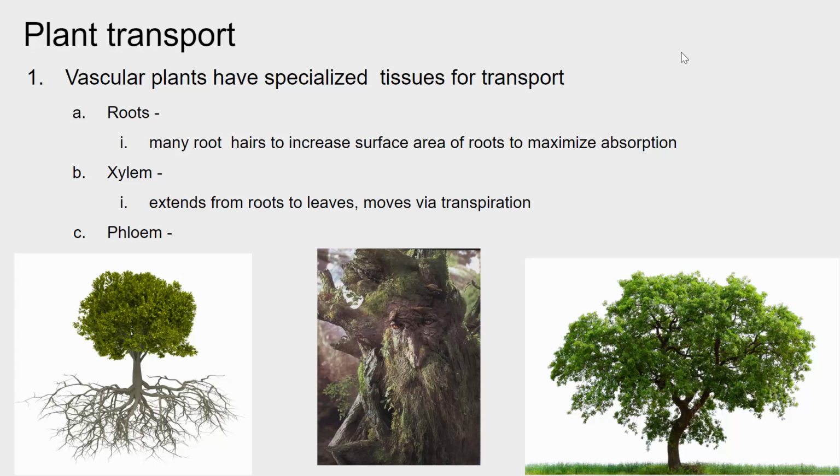So plants have to move things from one place to another. Where's water taken into a plant? In the roots. And it then has to be moved to other parts. All the parts of this tree, for example, need water. So in order to move that water from one place to another, it has special tissues which allow that to happen.